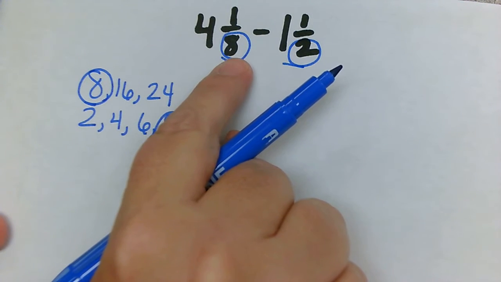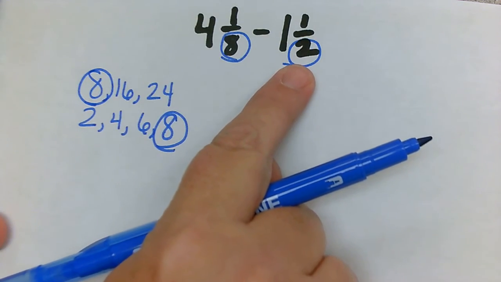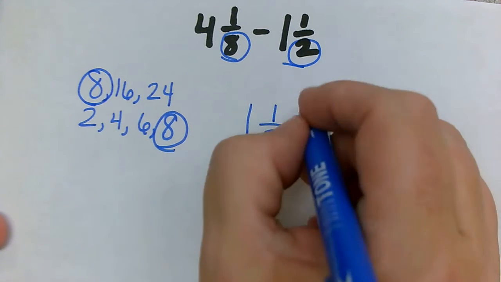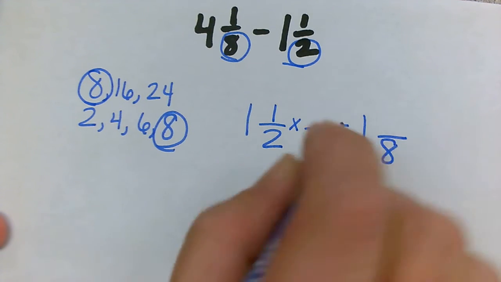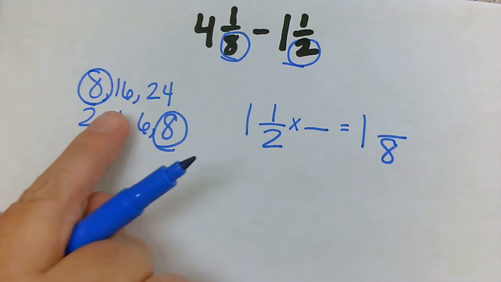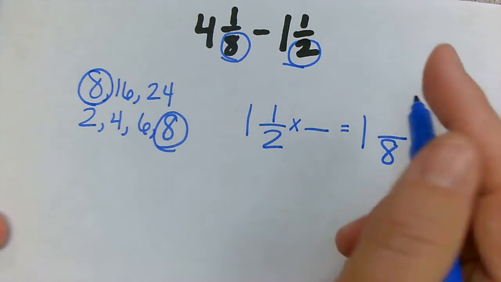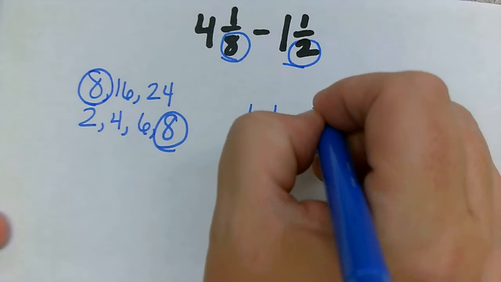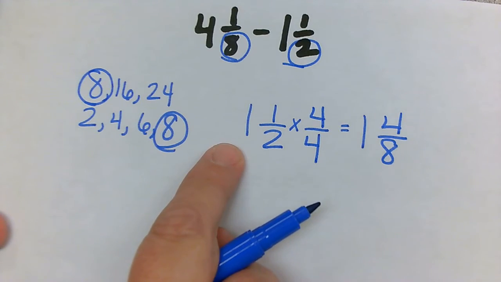Now here I already have an 8, so do I need to mess with this number here? No, I'm going to leave it alone. The only number that I'm changing is the 1 1/2. So the 1 1/2, I have to make this into an 8. To do that, I have to multiply. I'm going to make it into an equivalent fraction. So what would I need to multiply 2 by to get to 8? Well, here I know 1, 2, 3, 4. 2 times 4 is 8, because that's what I did right here. So 4, whatever I do to the bottom, I must do to the top. 1 times 4 is 4. So 1 4/8 is equivalent to 1 1/2.